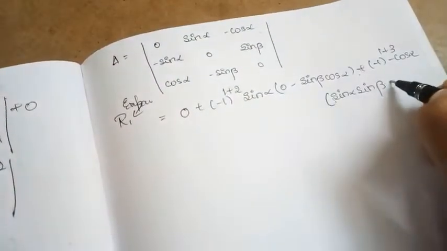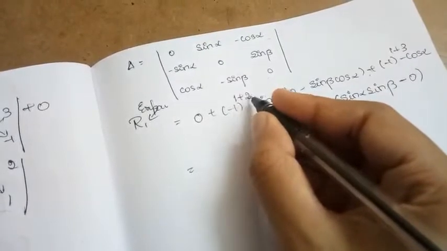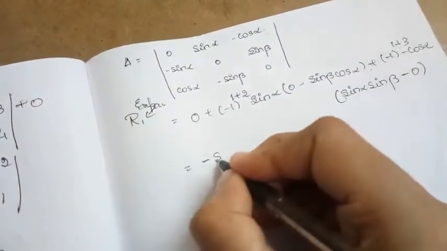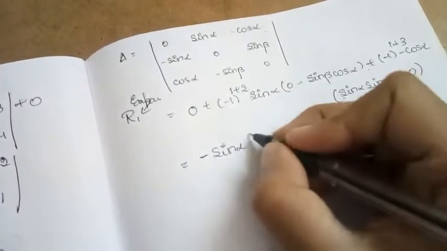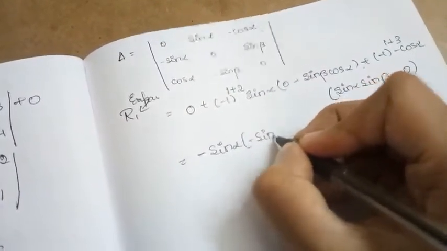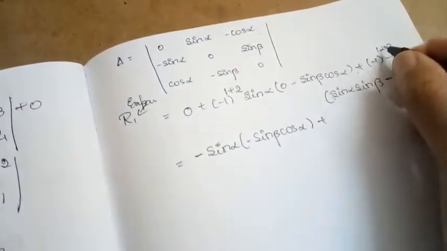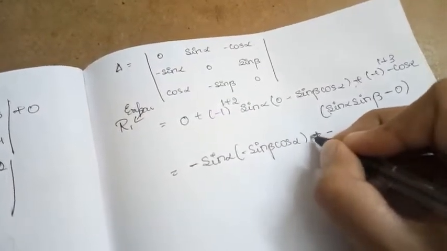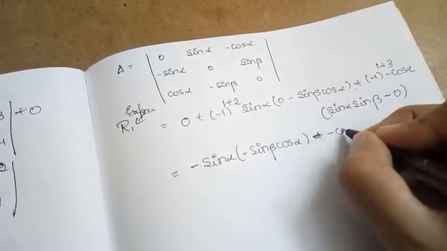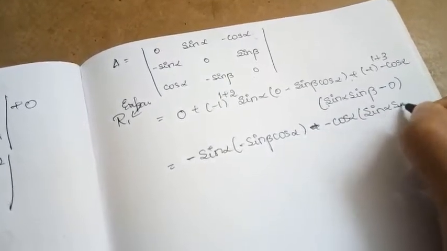Cos alpha into 0, it becomes 0. Now I will compute this one. Minus 1 to the power 1 plus 2 is nothing but minus sin alpha. This one is 0 itself. Minus sin alpha minus sin beta into cos alpha plus minus 1 to the power even number, it becomes plus itself. So here there is a minus, so plus into minus, minus cos alpha into sin alpha into sin beta.